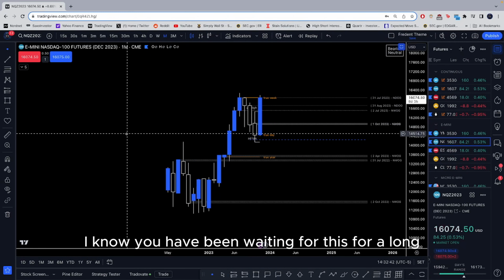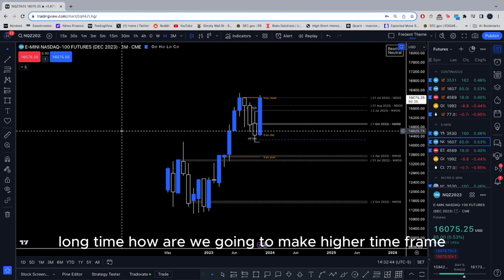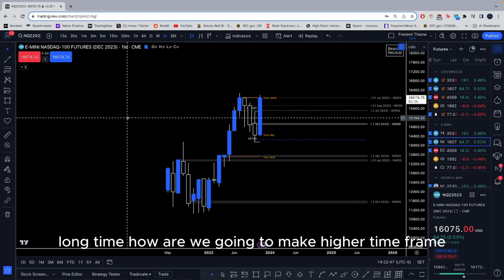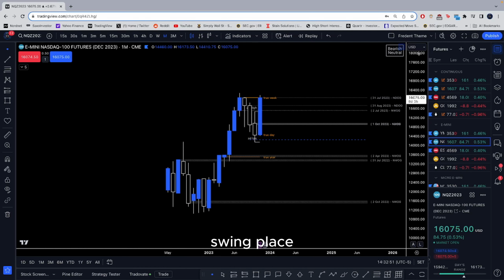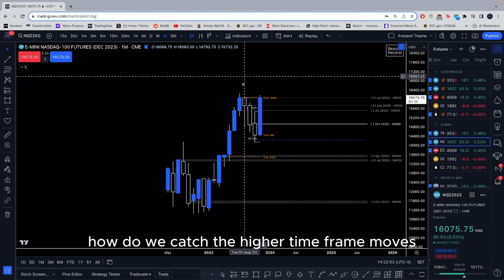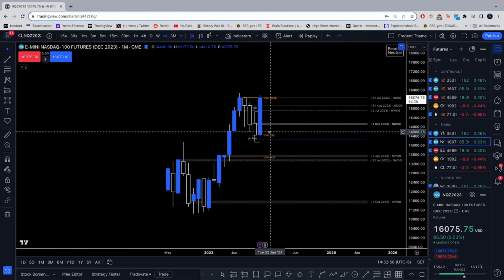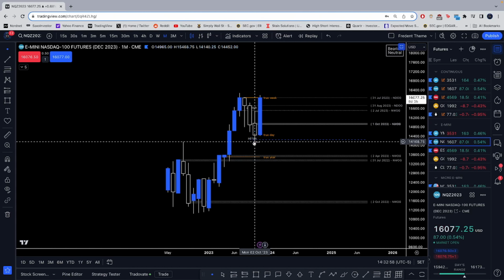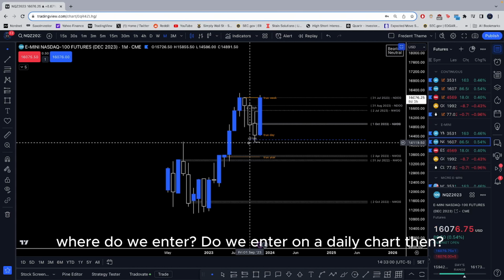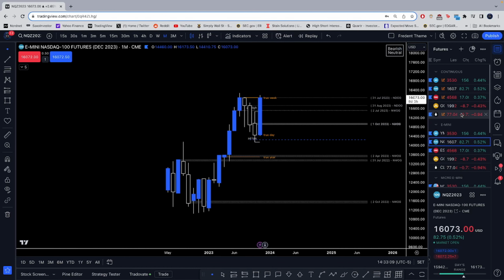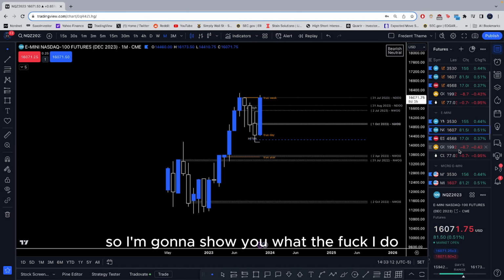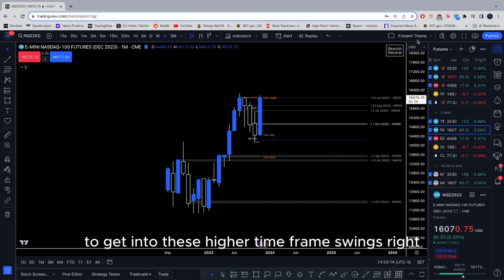Alright guys, I know you have been waiting for this for a long time. How are we going to make higher time frame swing plays? How do we catch the higher time frame moves? How do we do it? Where do we enter? Do we enter on the daily chart then? Do we go to the weekly chart? Interesting. So I'm going to show you what I do to get into these higher time frame swings.